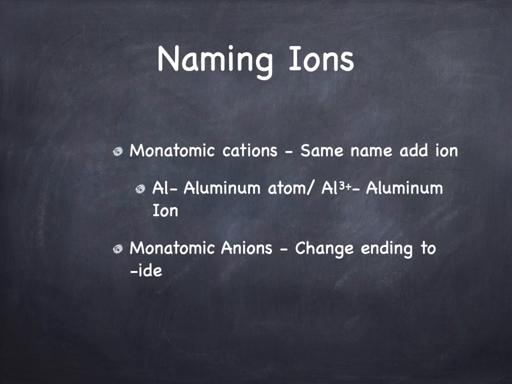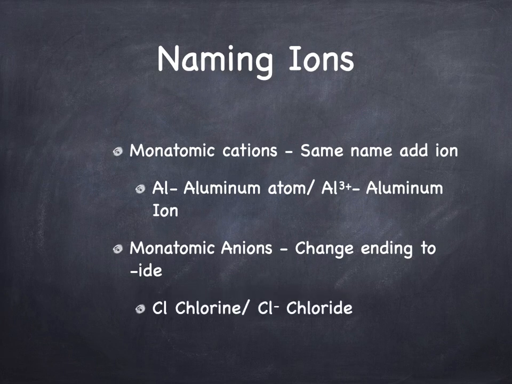For monatomic anions, we change the ending of the element to -ide. And so chlorine, Cl, would be the neutral atom. And if it gains an electron and becomes Cl-, needs only 1 electron to get to that noble gas electron configuration, we would refer to it as chloride. You can also refer to it as the chloride ion.